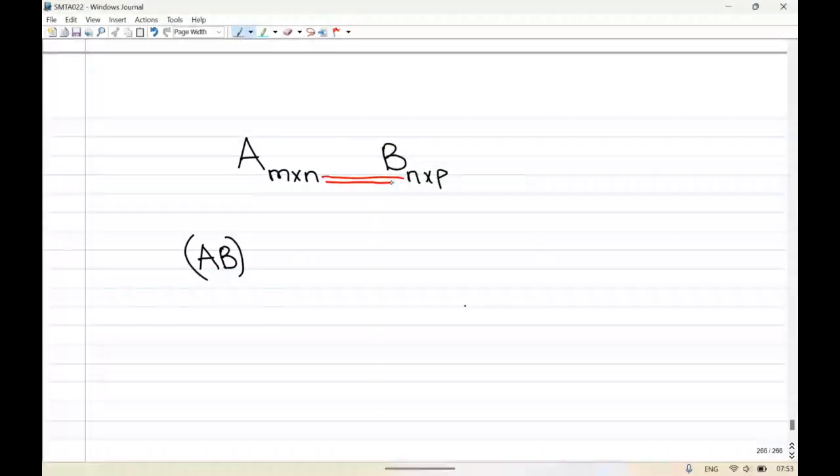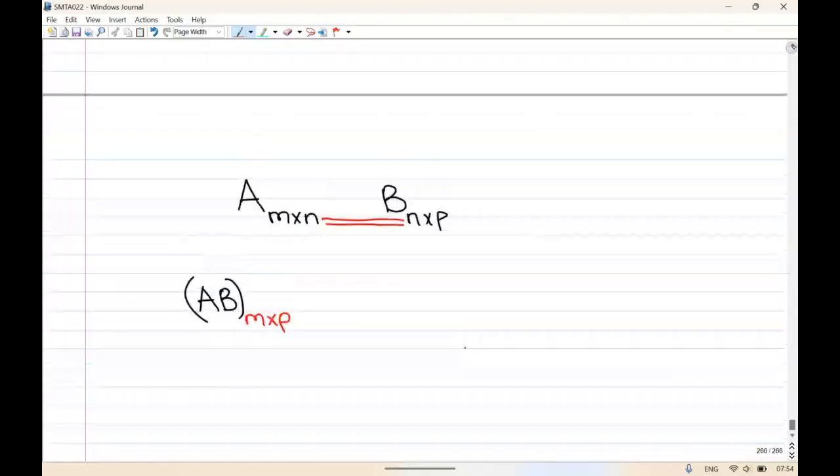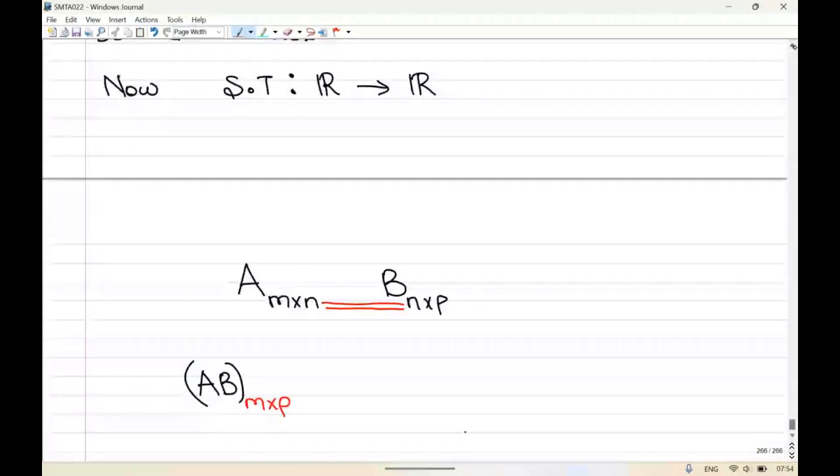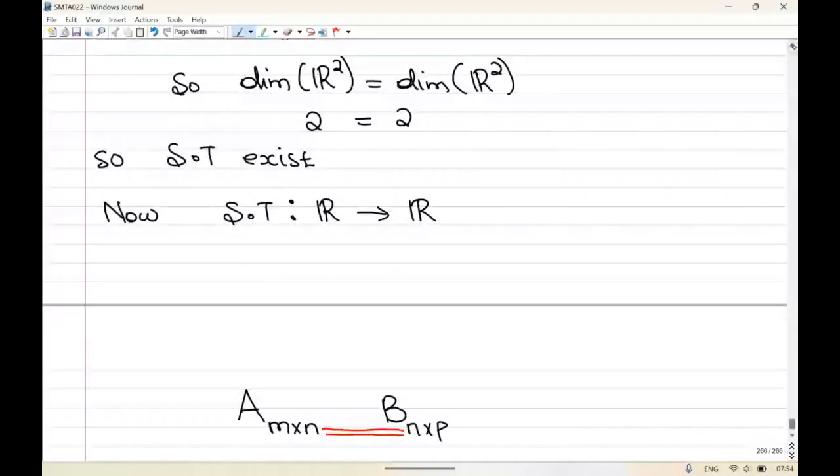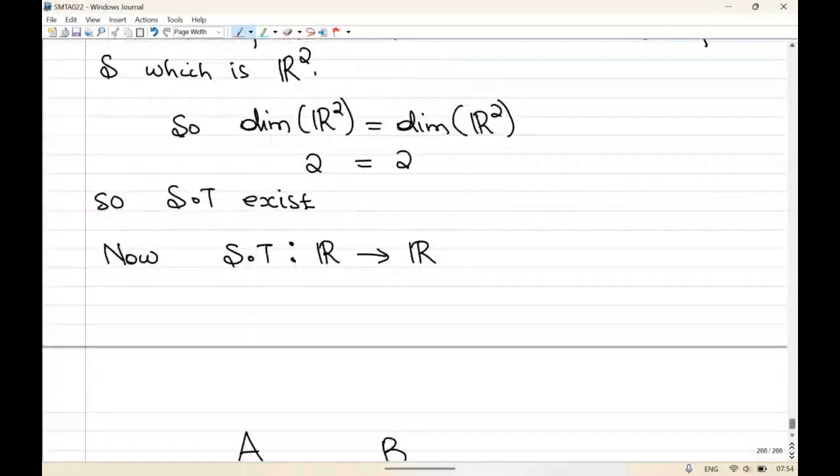So what is going to be the dimension of this AB? Is it not going to be M multiplied by P? Or I can write it as M by P. Same applies here. What is going to be the product of this? You are going to have 3 and then 2.